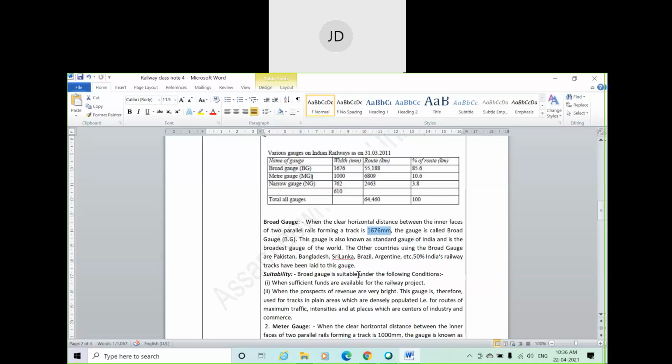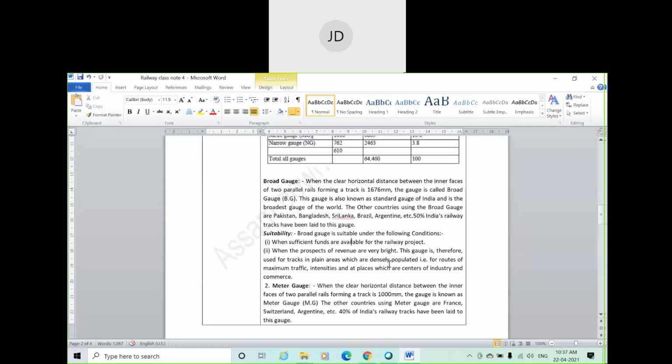Okay. So other countries that use broad gauge are Pakistan, Bangladesh, Sri Lanka, Argentina, and Brazil. All these countries also use broad gauge, having a dimension of 1676 millimeters, the clear distance between the inner faces of two parallel rails. Okay.